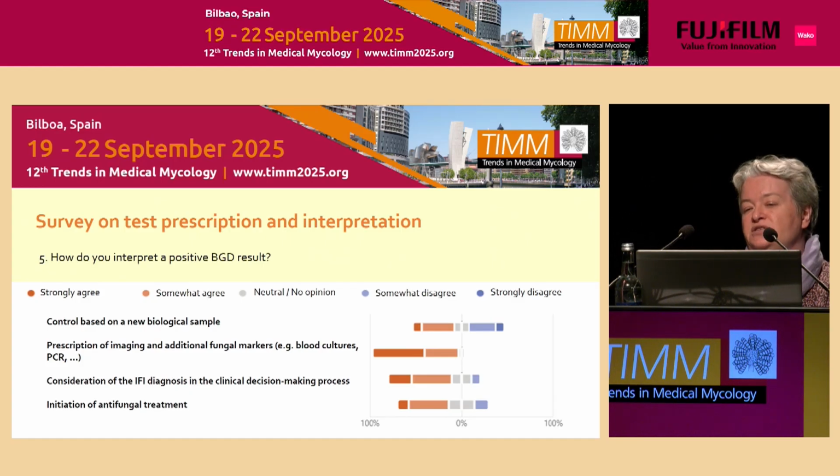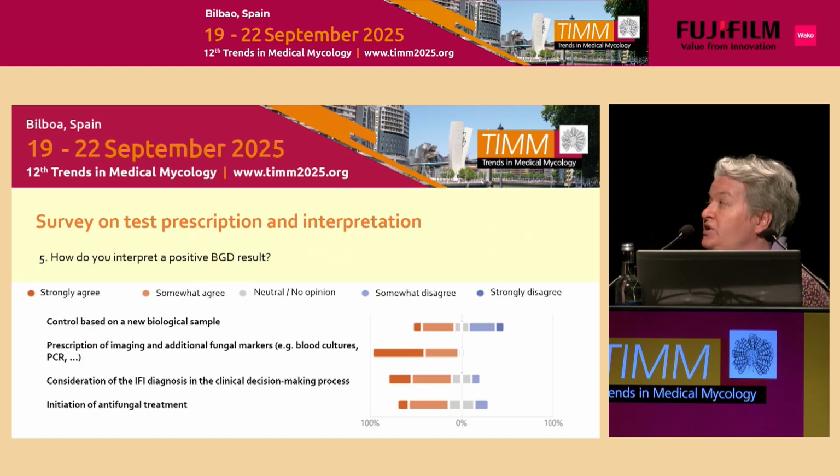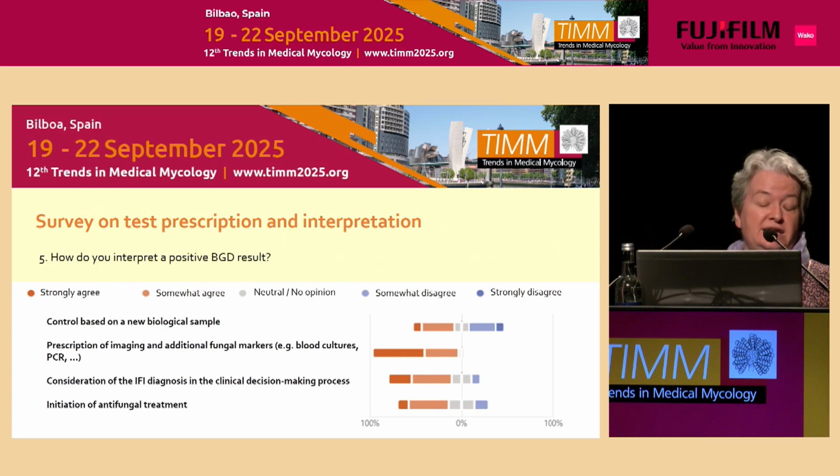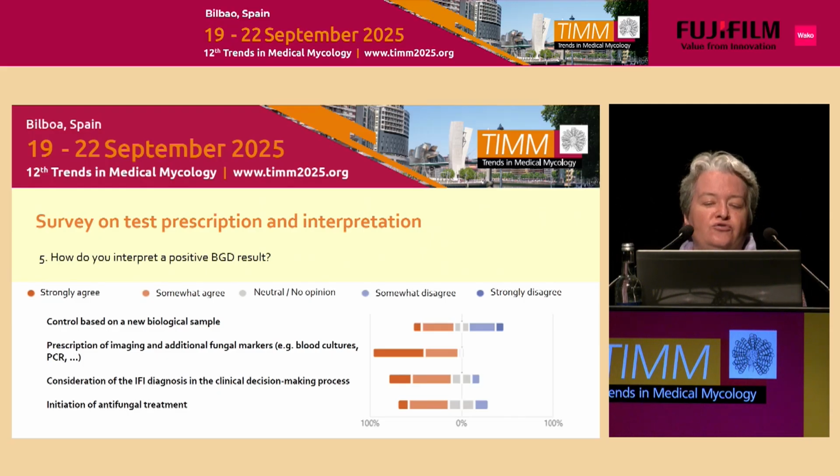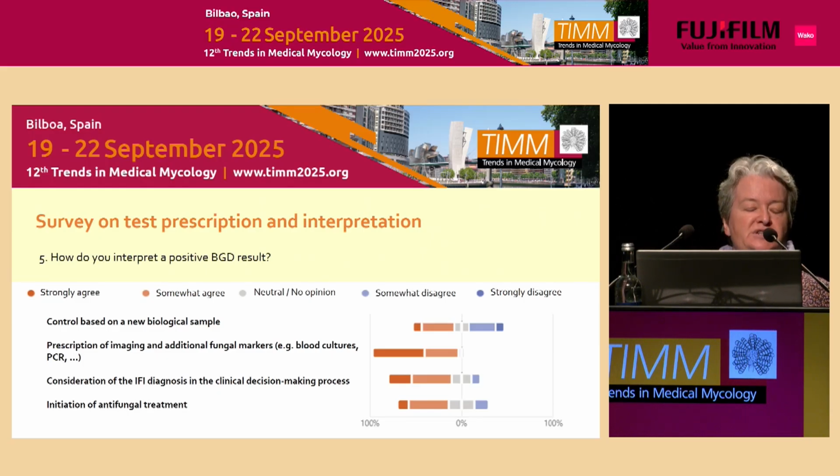How do clinicians interpret a positive BDG test? Opinions remain divided on a new sample, even in case of positivity. All respondents are asking for additional investigation, such as imaging, a biomarker, or fungal culture, and the majority considered that an IFI is to be taken into account, and a smaller majority initiate antifungal treatment.